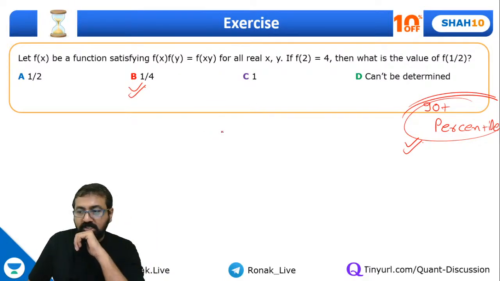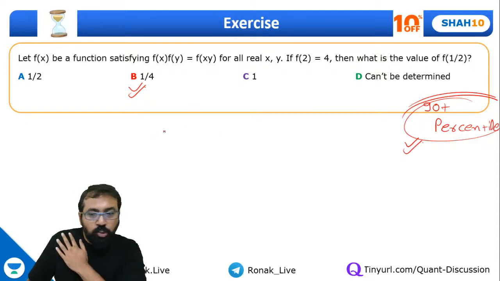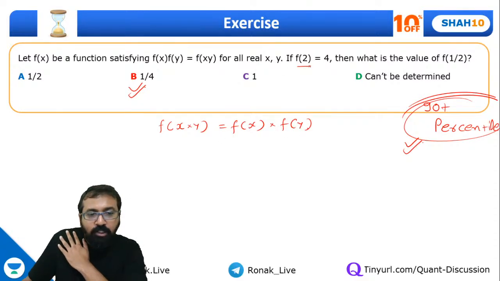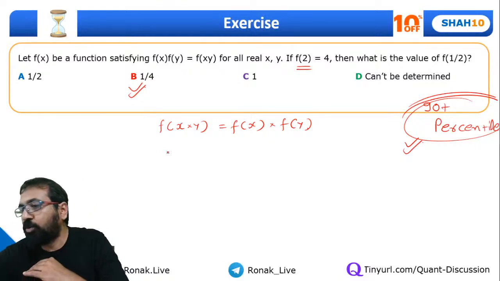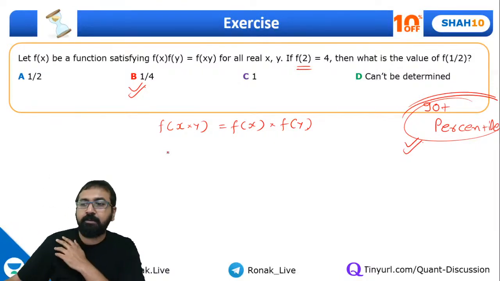Okay, Varshini is saying 1/4. Great. So all of you have got the answer. Fine. Let me explain in case you didn't get it correctly, please pay attention. So guys, one thing that is given is f of x into y is equal to f of x into f of y, right? I know f of 2 is given as 4. Okay, the f of 2 is given as 4, right?